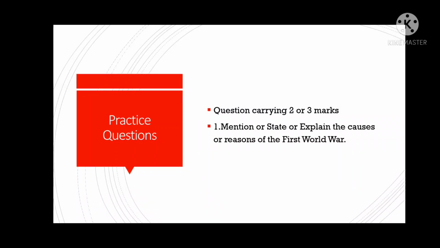So what are the causes or reasons of the First World War? We know it very well. The first one is nationalism and imperialism. If you don't remember that, you can write aggressive nationalism or militant nationalism. All answers are right. The second point is division of Europe into two hostile groups. And the third one is Sarajevo crisis. It is also known as immediate cause of the First World War or assassination of Archduke Francis Ferdinand.